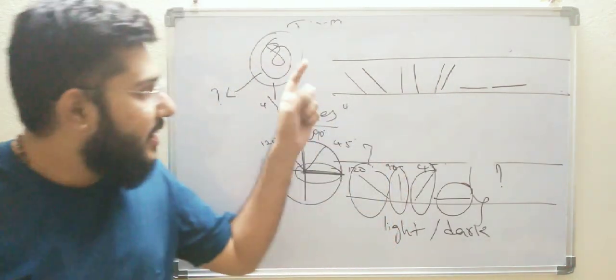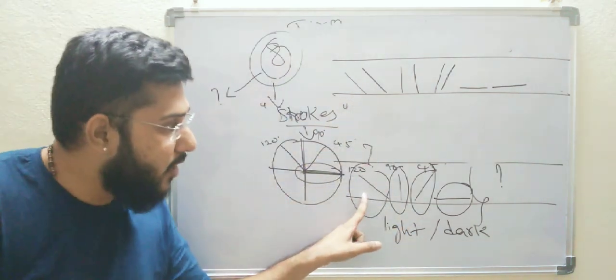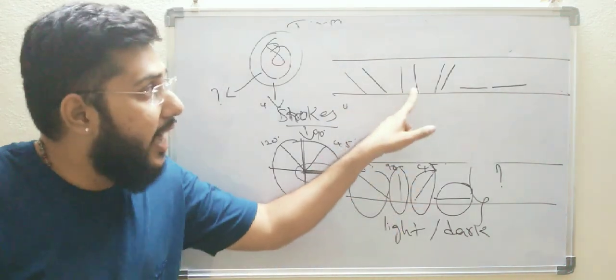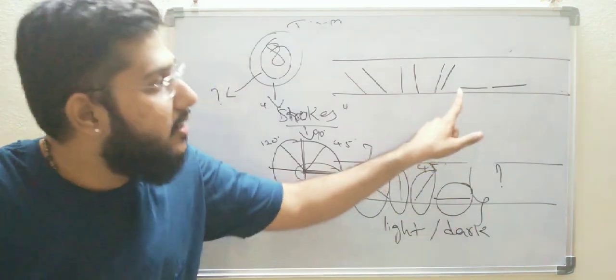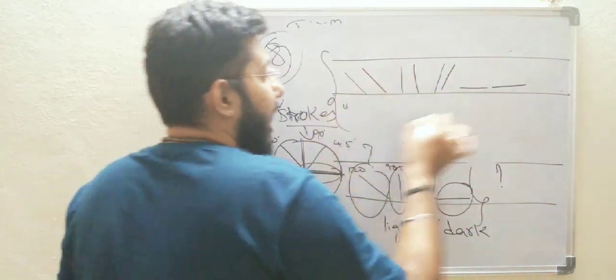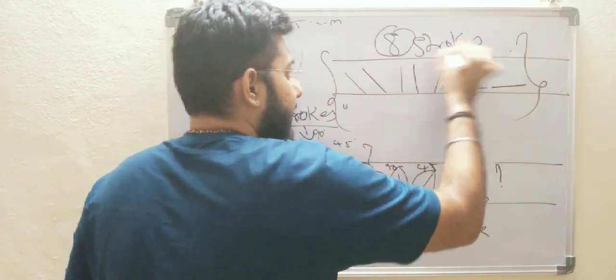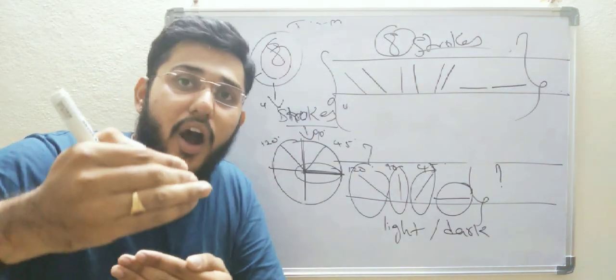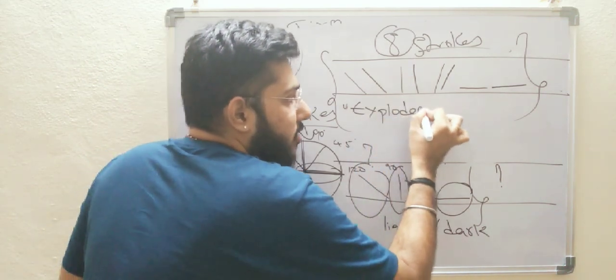We got it. How many strokes did I tell you? 8 strokes. Now each 120 is divided into light, dark; 90 light to dark; 45 light to dark; horizontal, light to dark. So how many strokes do we have in total? We have 8 strokes. These 8 strokes are also called as explodents.